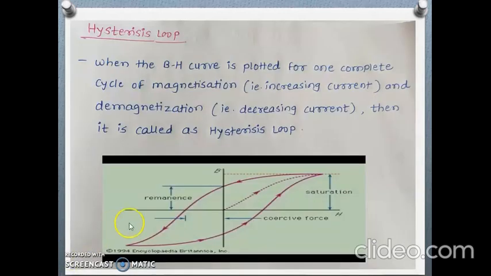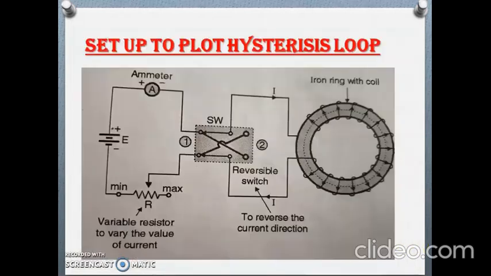The starting point is here. From here to here, the dotted line indicates the BH curve, and beyond that we get this loop, and this loop is nothing but the hysteresis loop. Then let's see how it can be plotted.